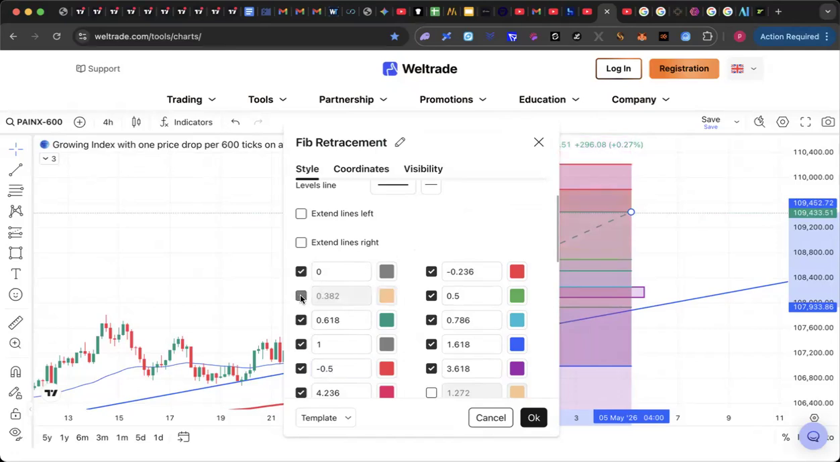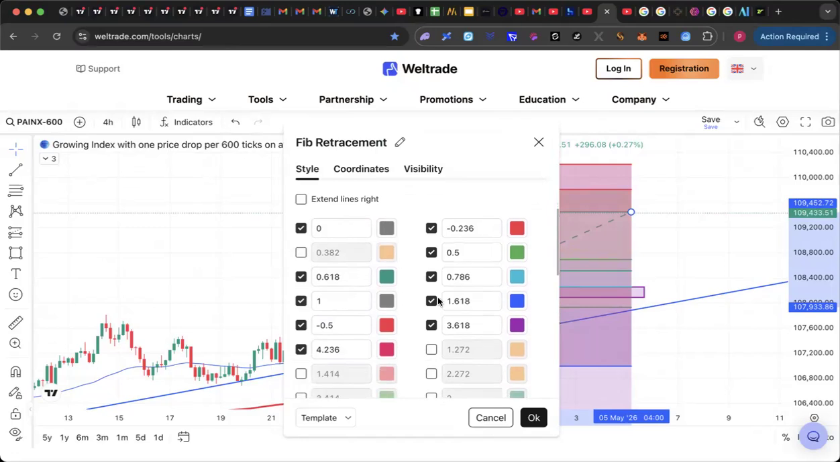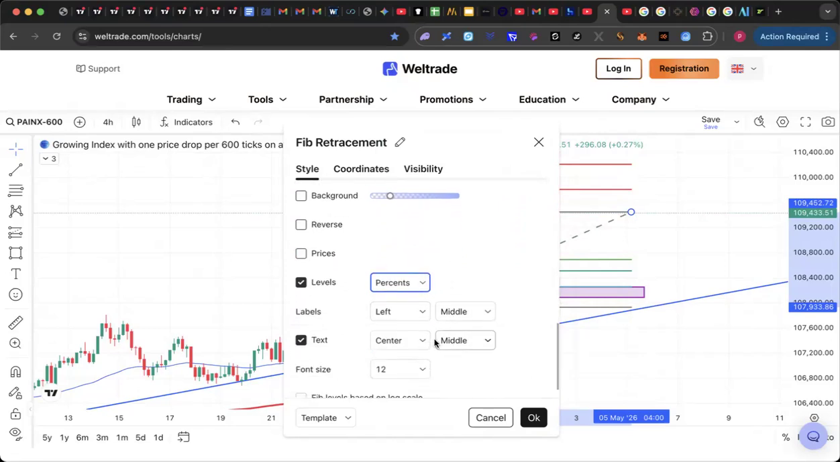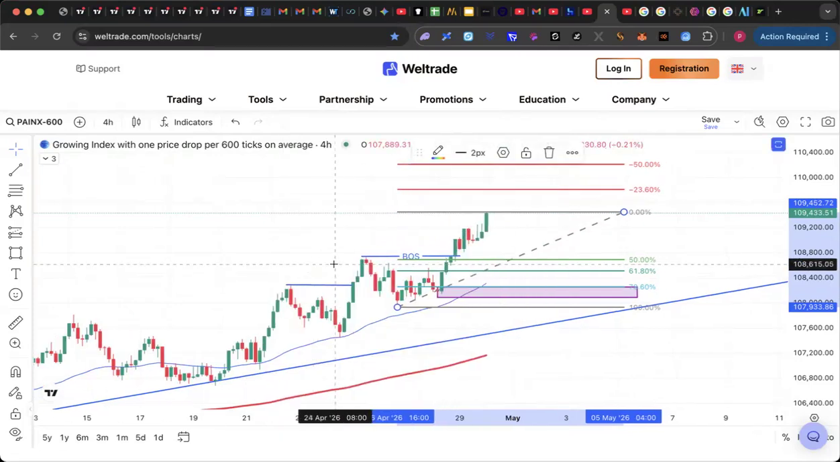I take out this because I mostly don't use that. So I take out every other number that I'm not going to be using. Then I take out the background so that I can see what I'm doing per time. I take out prices, and this level I put as percentage. Then I change this one to right so that the whole labeling will be somewhere here. So this is what happened.